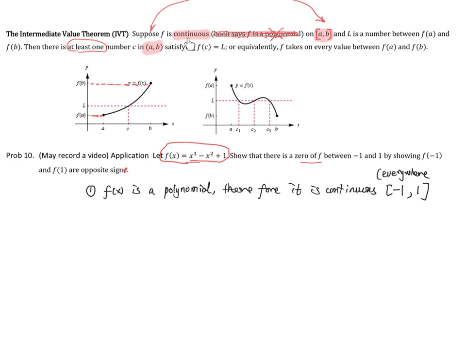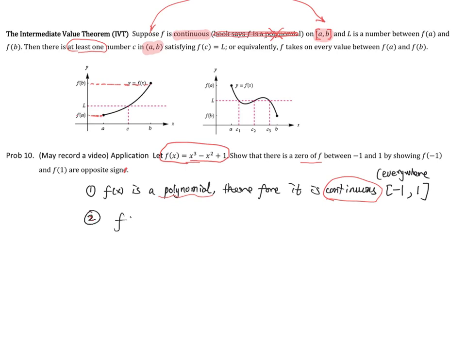the assumptions, the conditions. This theorem says f is continuous. That's why I mention that it is continuous. Why is it continuous? Because it's a polynomial. A polynomial is continuous everywhere. Another requirement is continuous on this closed interval. Because we're interested in a zero between -1 and 1, I focus on this interval. Again, it is continuous everywhere, but I just want to focus on this interval. Now, the second thing is this.